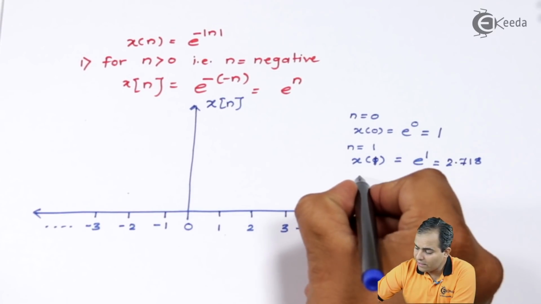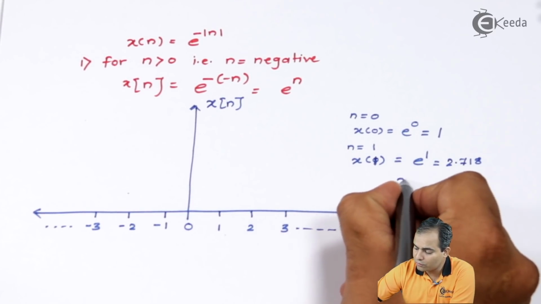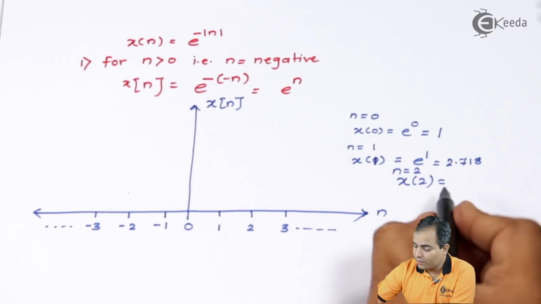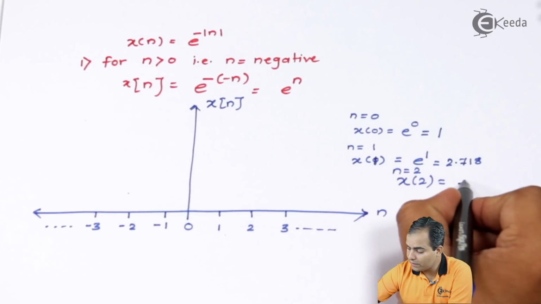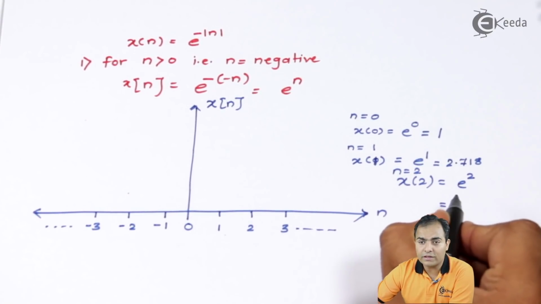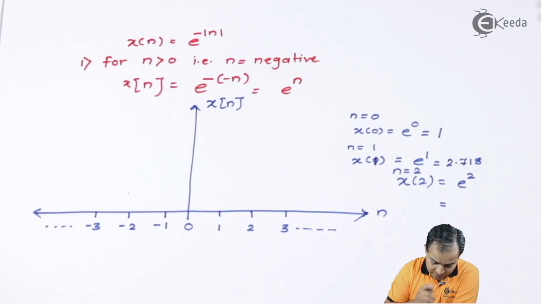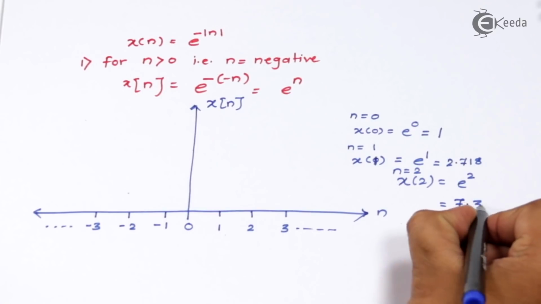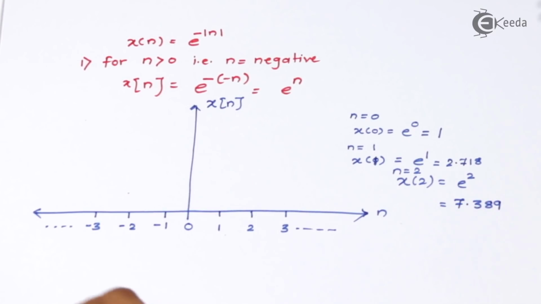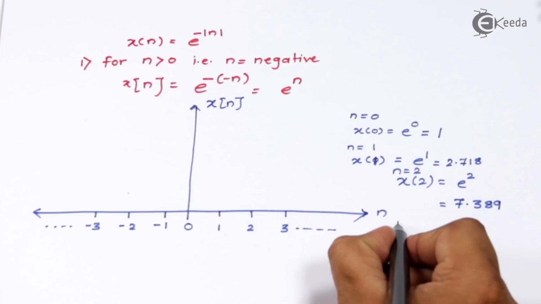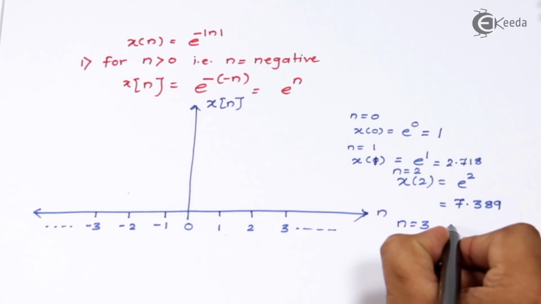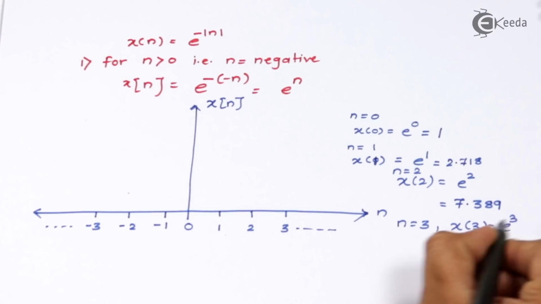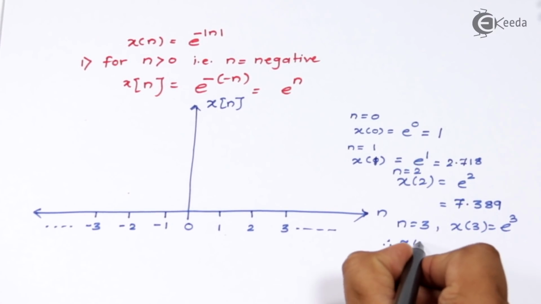Now similarly I will calculate the value for x of 2, that is n equals 2. For n equals 2, the x of 2 will give amplitude, or the power of e will be 2, and for that you will get the value which is 7.389. I'll do the same thing for n equals 3. For n equals 3, this x of 3 will be e to the power 3, so therefore your x of 3 value is 20.08.